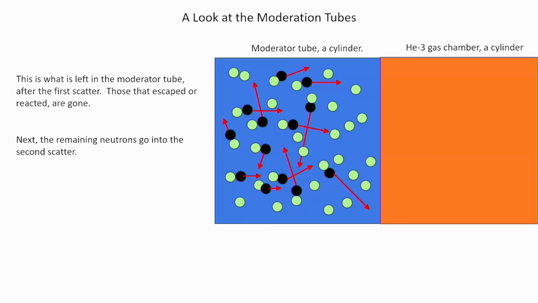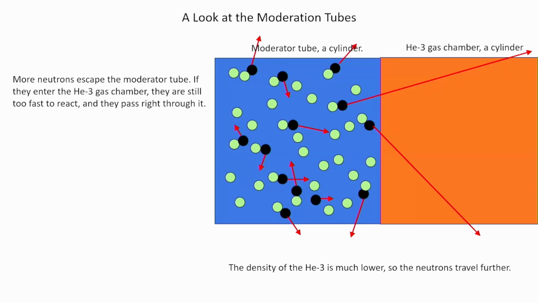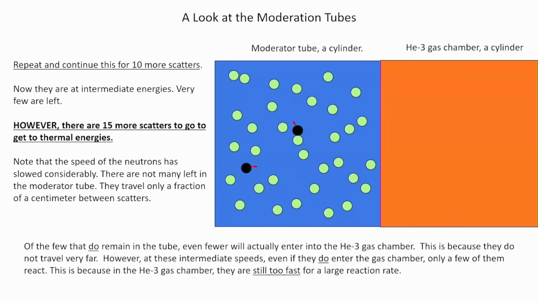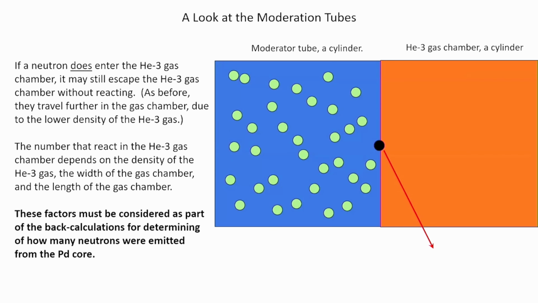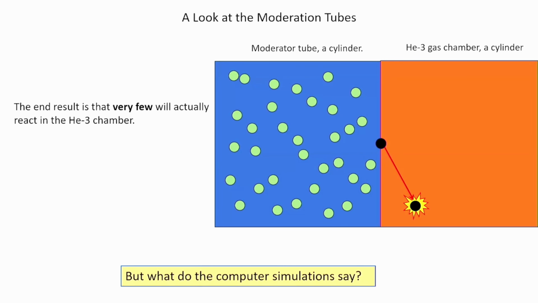Okay, so let's go and take a look at this. More of these are going to scatter. They keep scattering. I am now at intermediate thermal energies. Some of these might react. Some of them are going to get stuck. If they do eventually enter the chamber, a few will react.